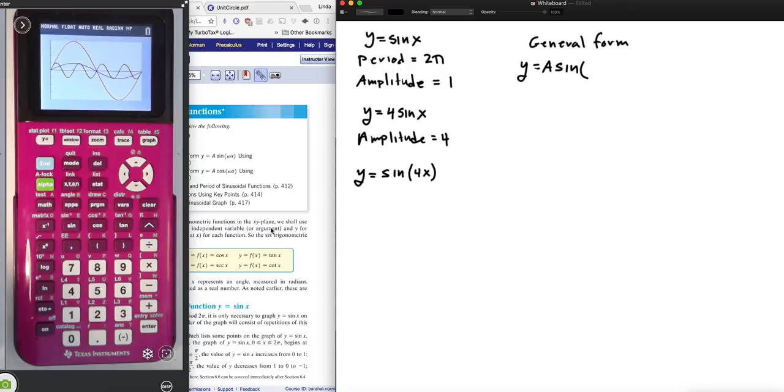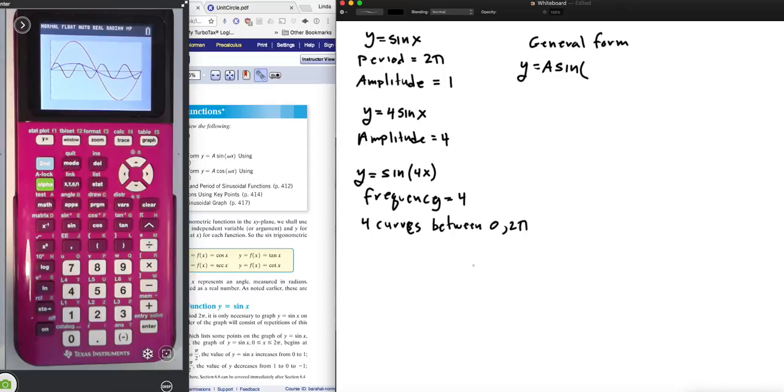Okay, what I changed there was the frequency. All right, so the frequency of this function is now 4. What that means is 4 curves between 0 and 2 pi.